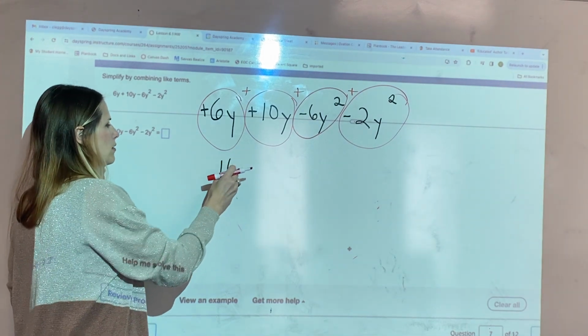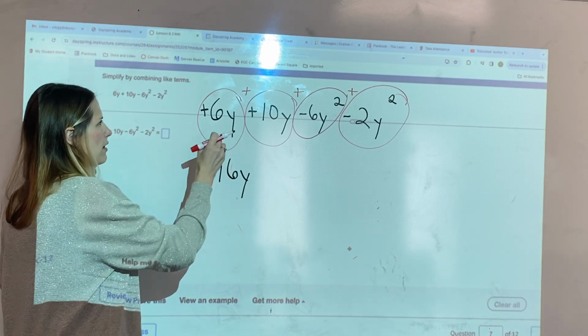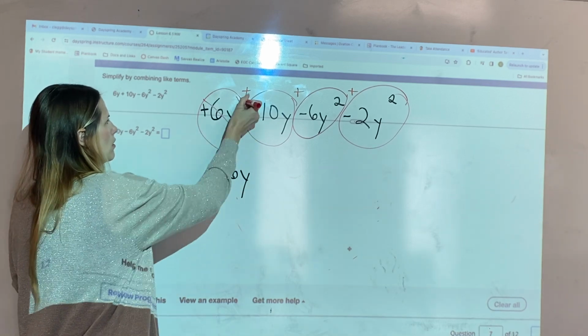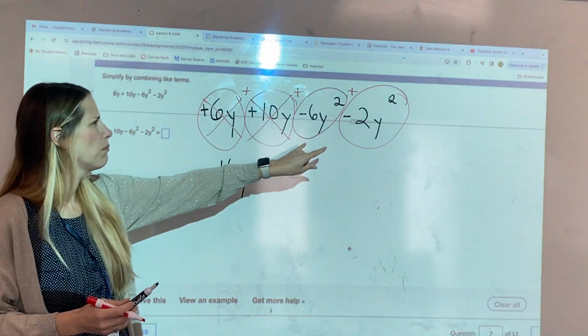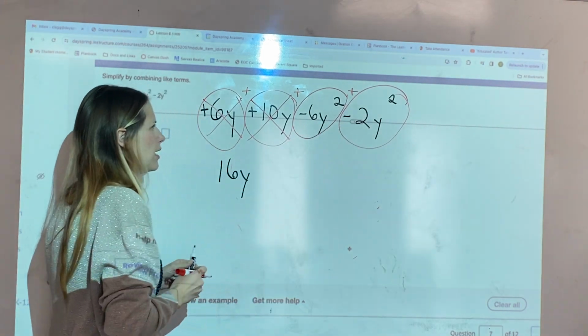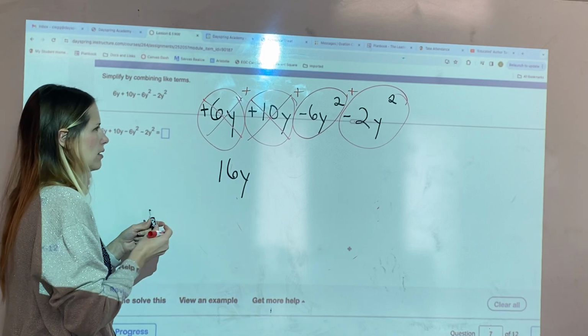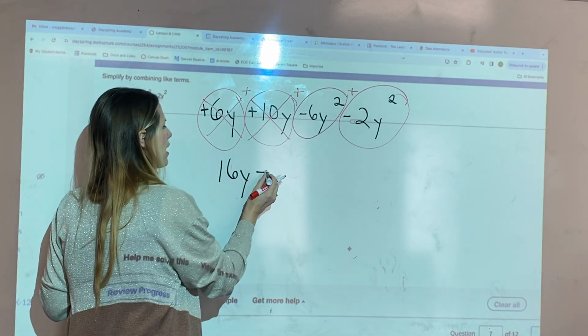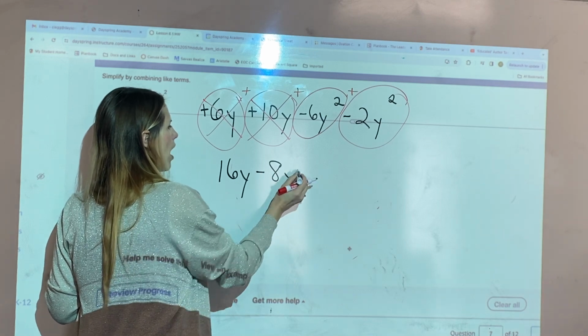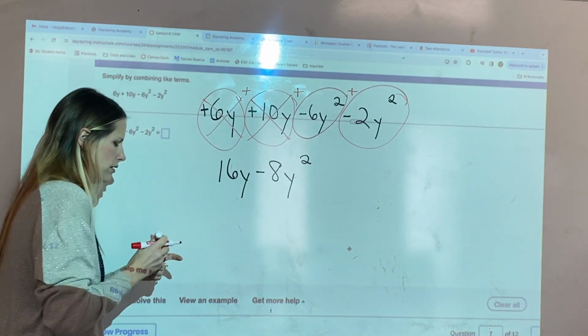16y. 16y. And then I like to cross these out so I know that I'm done. And then I have my y squared terms. So what would that be? 8y. Nope. Negative 8y. Negative 8y squared.